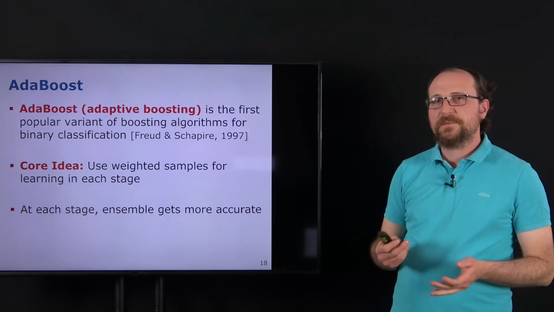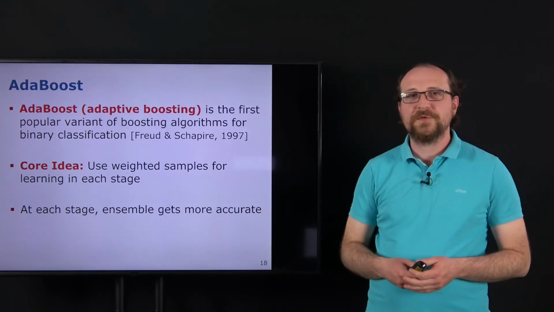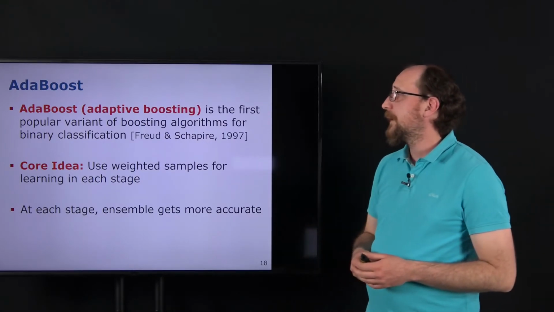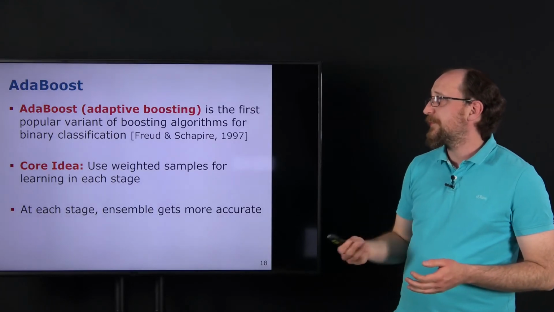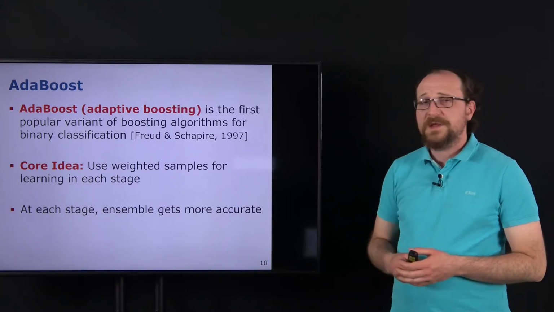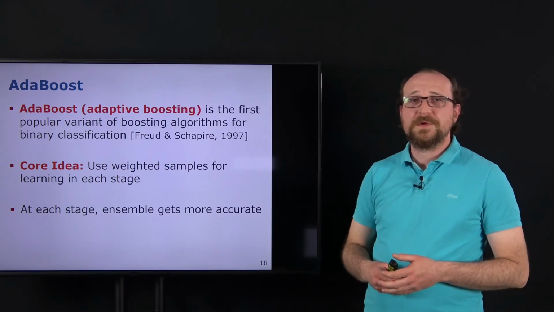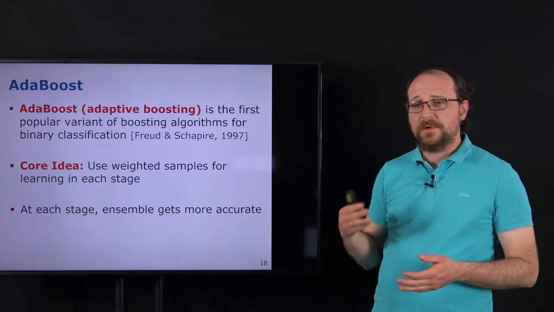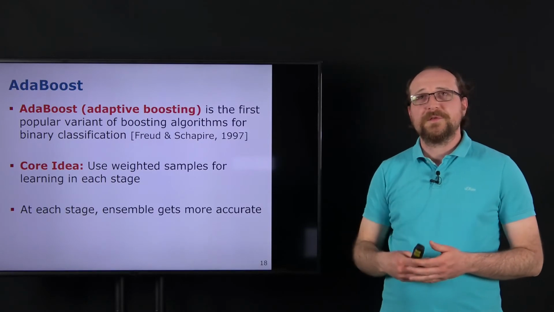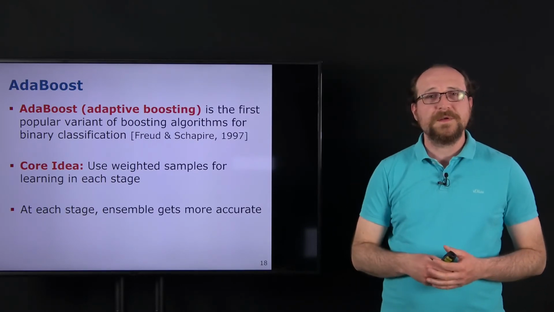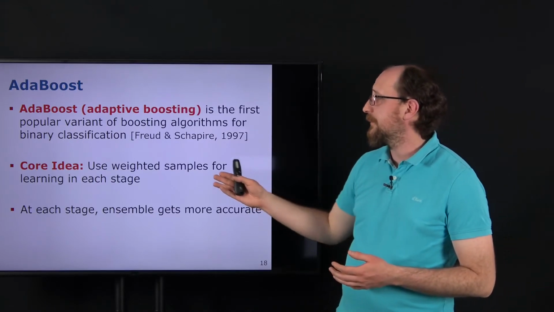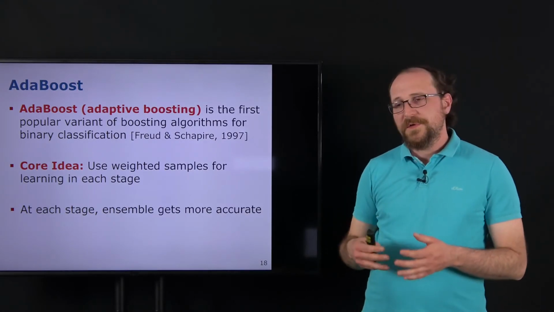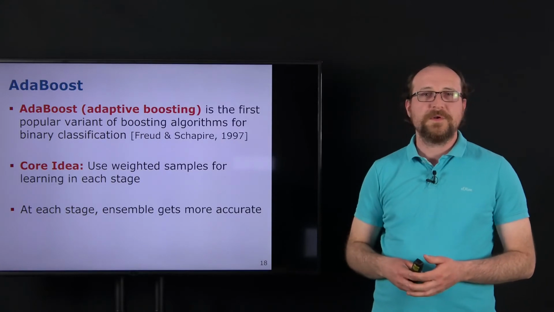So the first prominent method to do boosting was the so-called AdaBoosting, or AdaBoost, which stands for adaptive boosting. It was specifically invented for binary classification, and the idea behind AdaBoost is that we can get a model or weak learner that leverages the knowledge that the other weak learners had before by using weighting. So we have weighted samples in each stage, and we weight them in a specific manner, such that the weak learner can exploit this in the end.